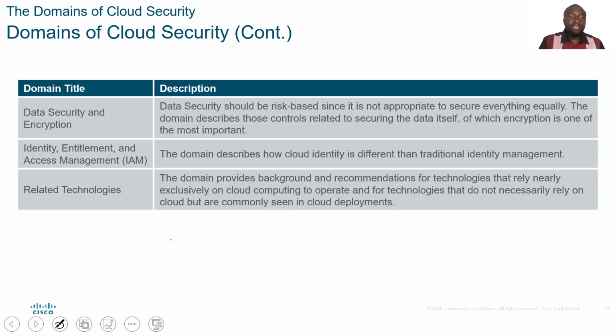Then you have identity, entitlement, and access management. The domain describes how cloud identity is different from traditional identity management. So then finally, you have what they call related technologies. This domain provides background recommendations for technologies that rely nearly exclusively on cloud computing to operate, and for technologies that do not necessarily rely on cloud, but are commonly seen in cloud deployments.